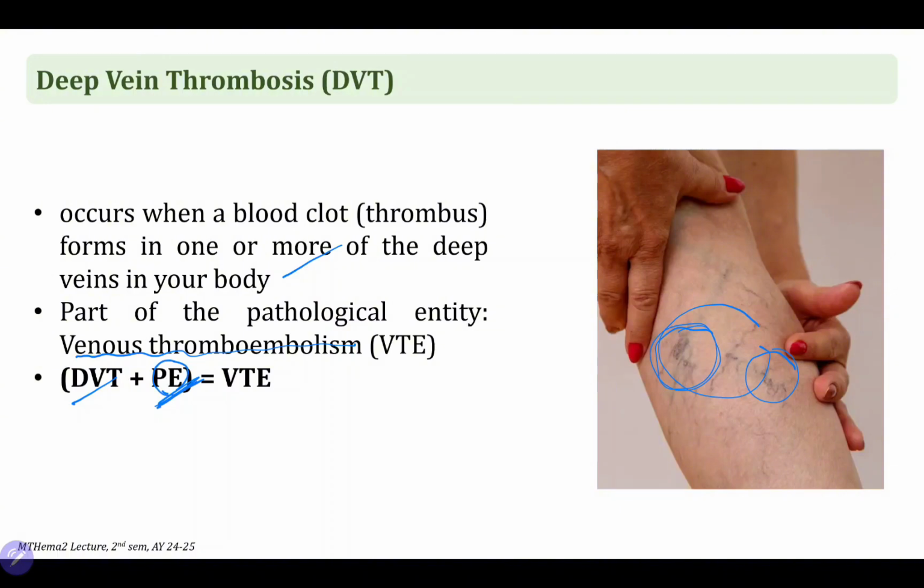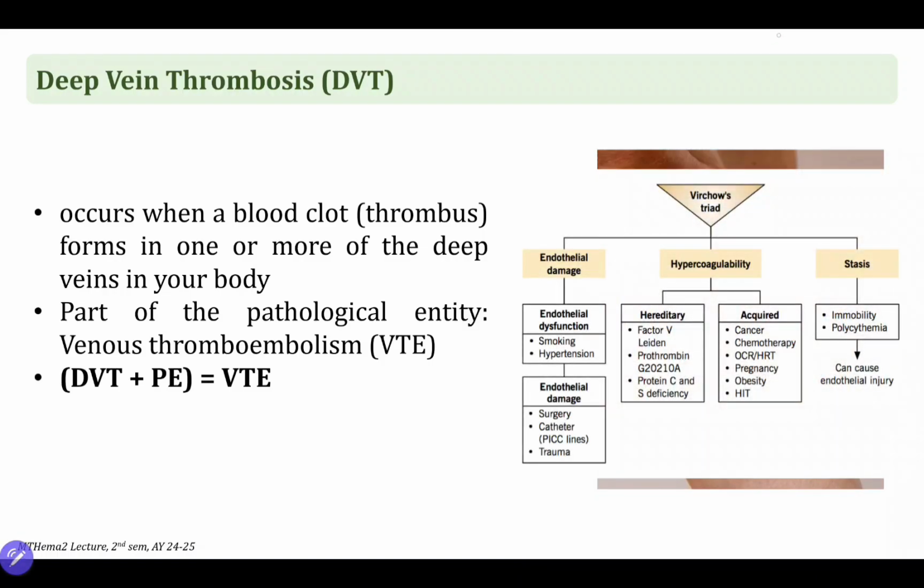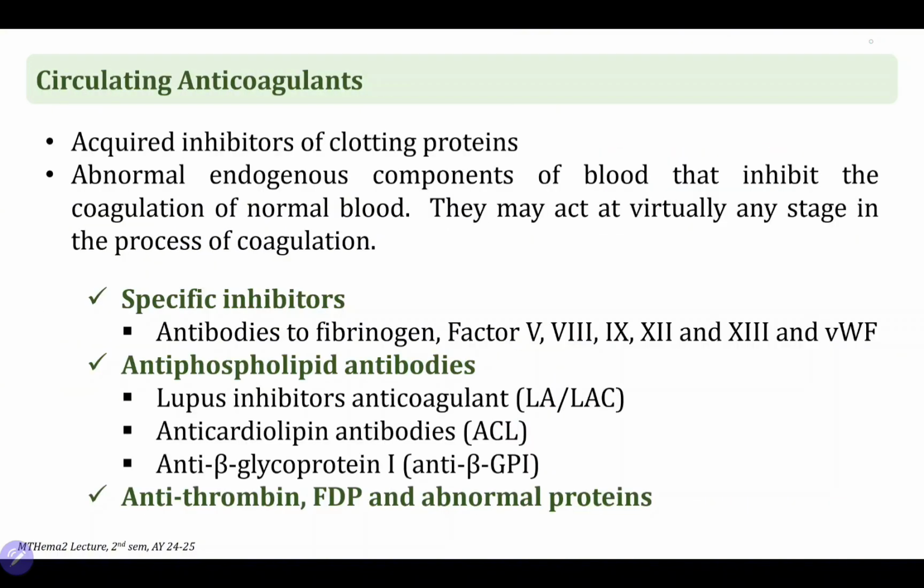Now, for you to be able to determine venous thromboembolism, it should follow your Virchow's triad. There should be the presence of endothelial damage, hypercoagulability, and stasis or immobilization.